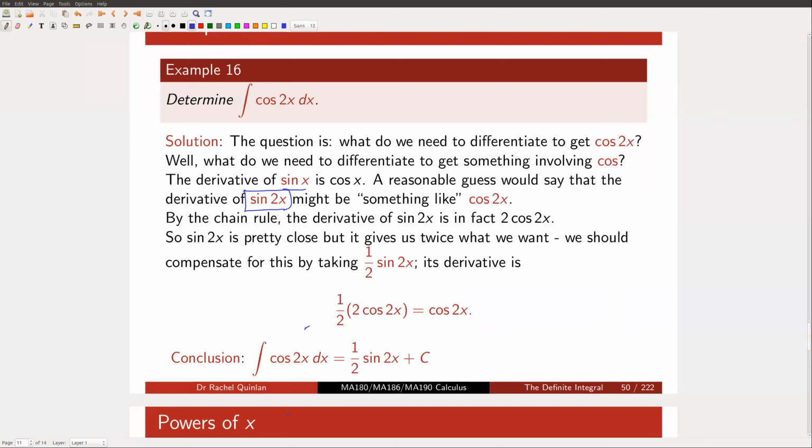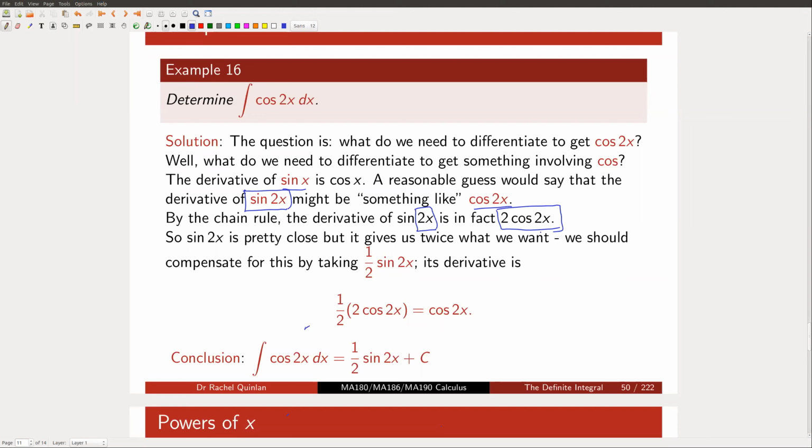But if we differentiate sine of 2x, we have to apply the chain rule. We get cosine of 2x times the derivative of 2x, which will be 2 times cosine 2x. So if we differentiate sine of 2x, we get almost what we want, but we get twice what we want.